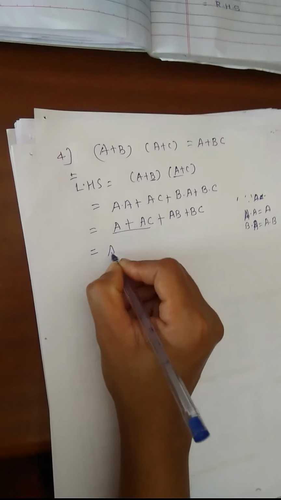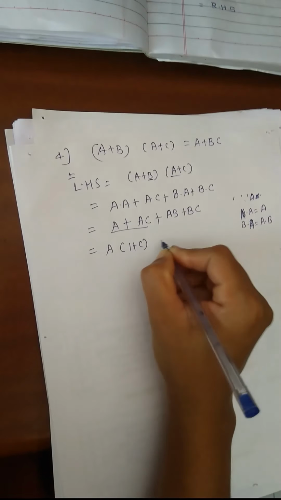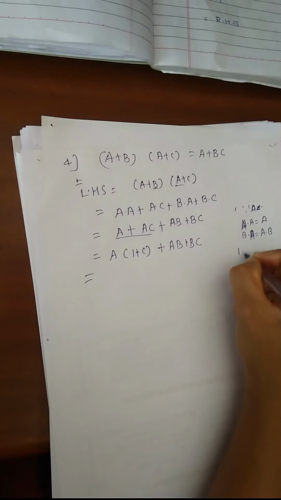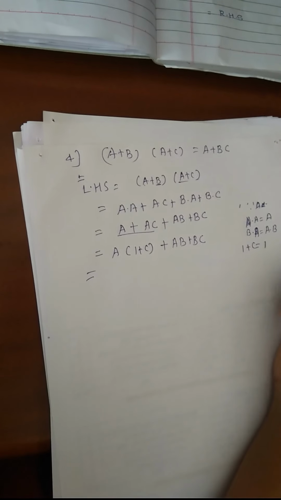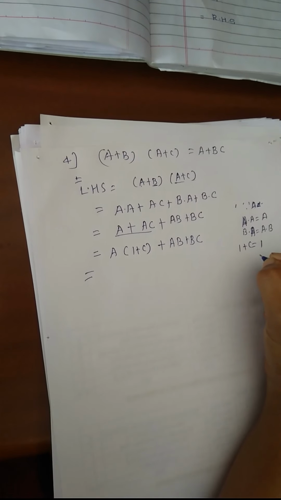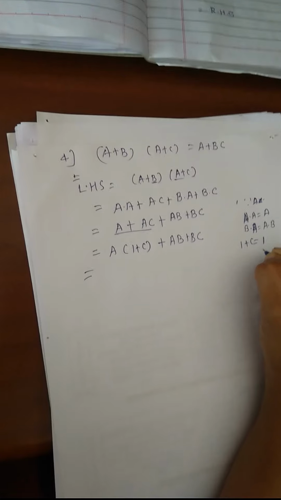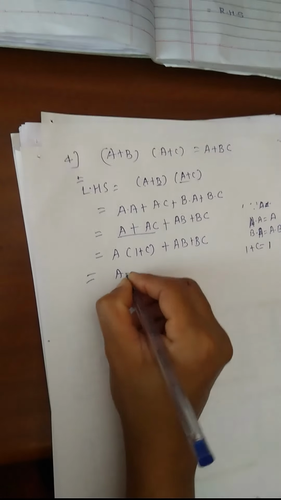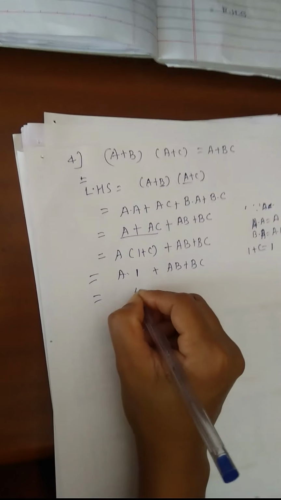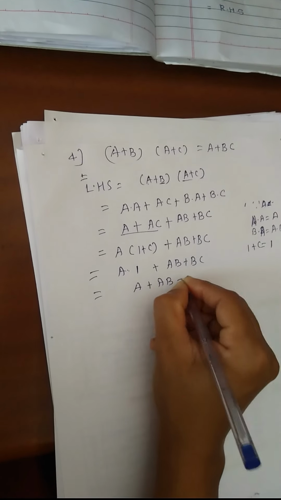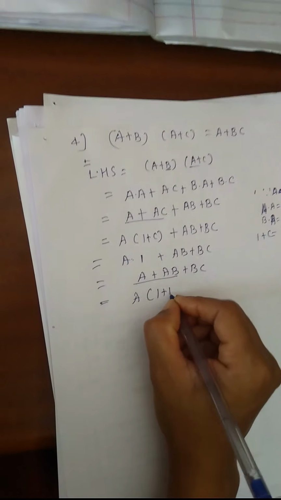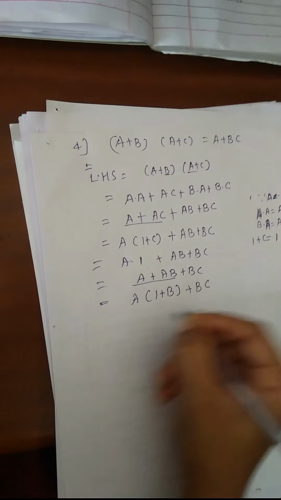In the terms A plus AC, take A common, so this term is A into (1 plus C), then AB plus BC. 1 plus C is equal to 1, by the law A plus 1 is equal to 1. Similarly, this law gives 1 plus C is equal to 1. So this term is A into 1, then AB plus BC: A plus AB plus BC.